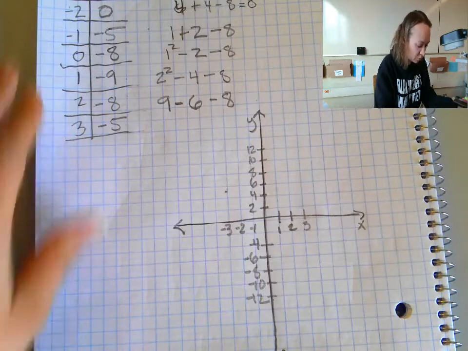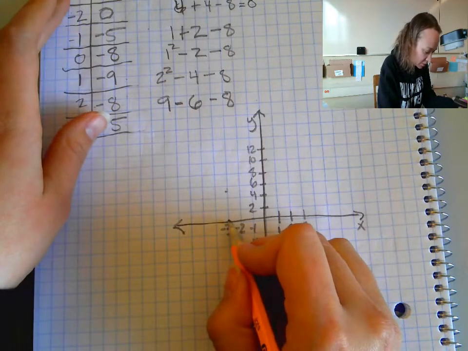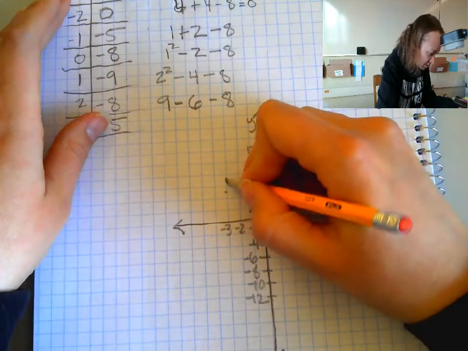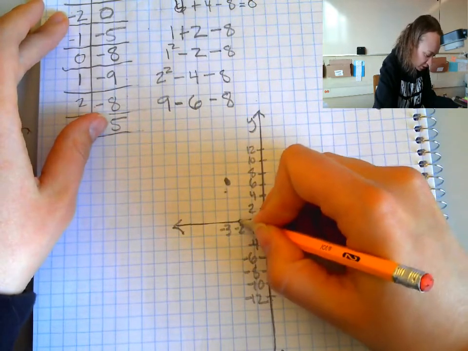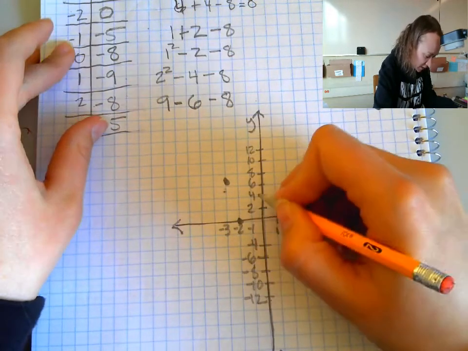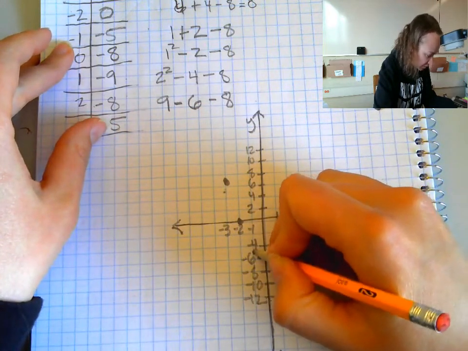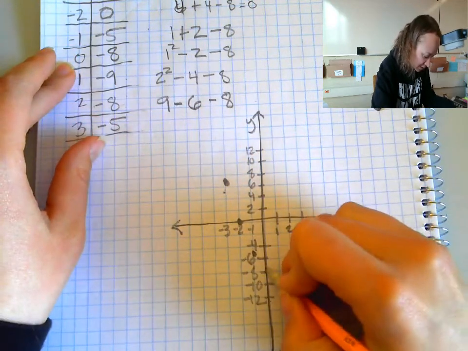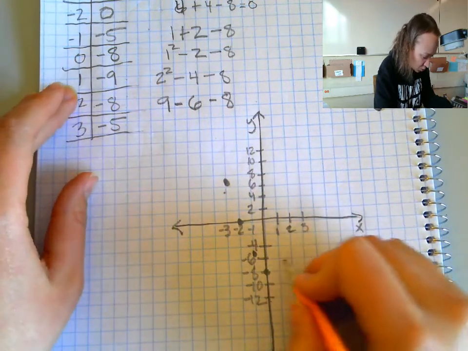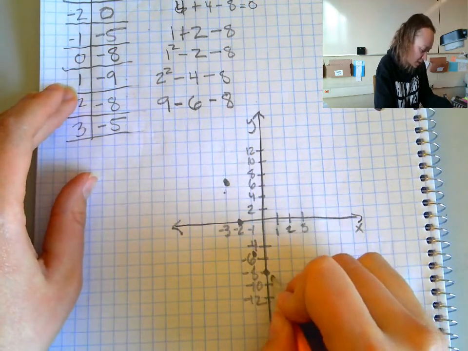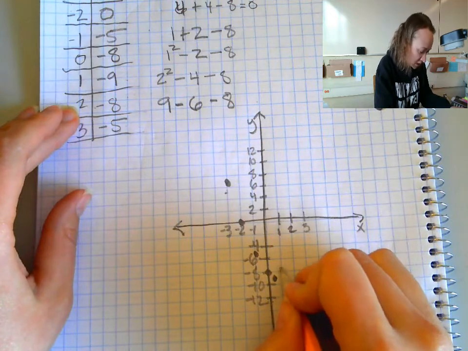So now I'm going to plot my points. At negative 3, I should be up at 7. At negative 2, I should be at 0. Negative 1 should be down at negative 5. 0 is at negative 8. 1 is at negative 9. 2 is at negative 8.